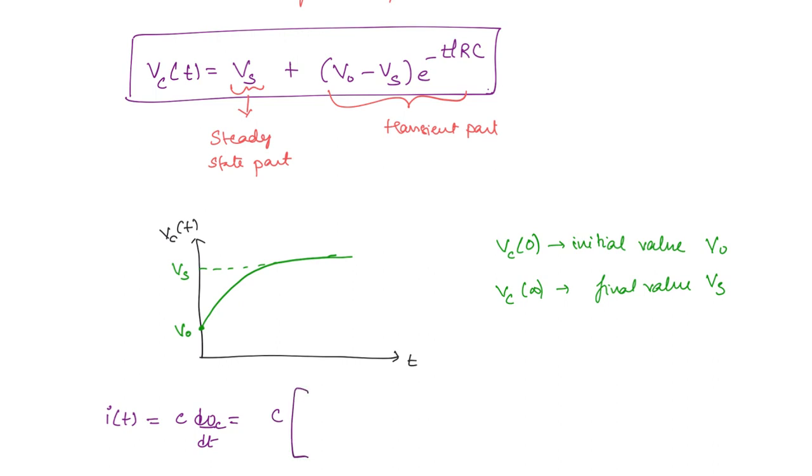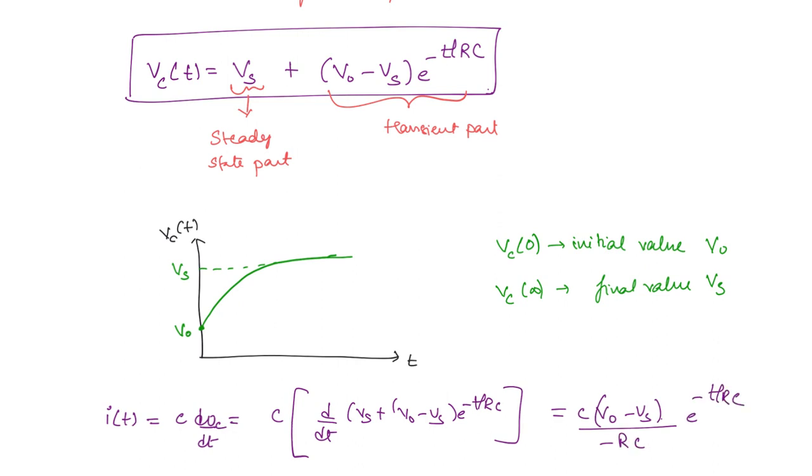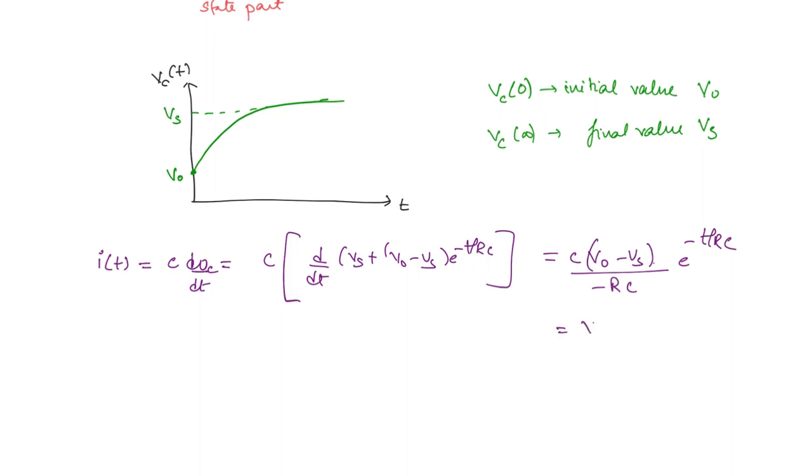So we will do C d by dt of Vs plus (V naught minus Vs) e to the power minus t by RC. So what you are going to get here: C times (V naught minus Vs) divided by minus RC, e to the power minus t by RC. So you can write here (Vs minus V naught) by R e to the power minus t by RC. Now the voltage across the resistor will be simply R times I of t. So once you find out the capacitor voltage, you can find out everything else.